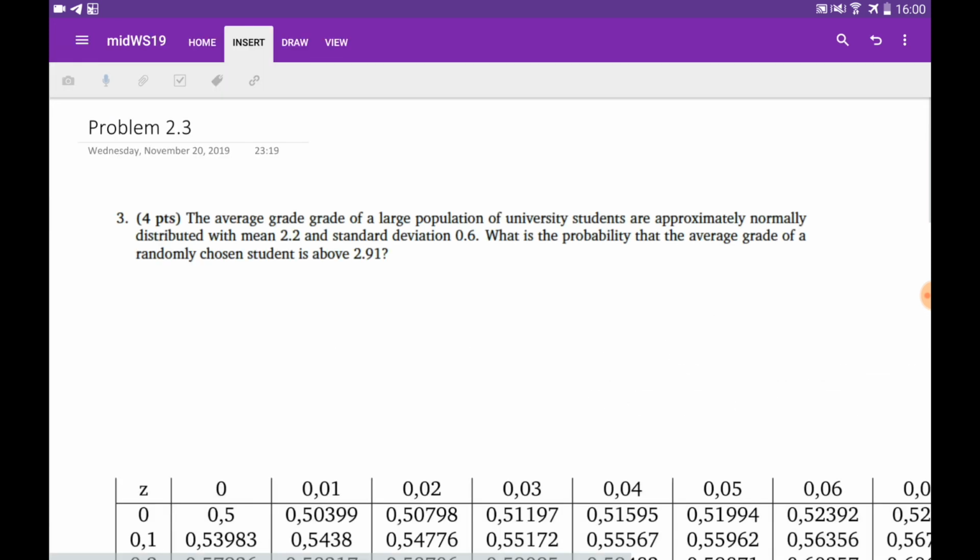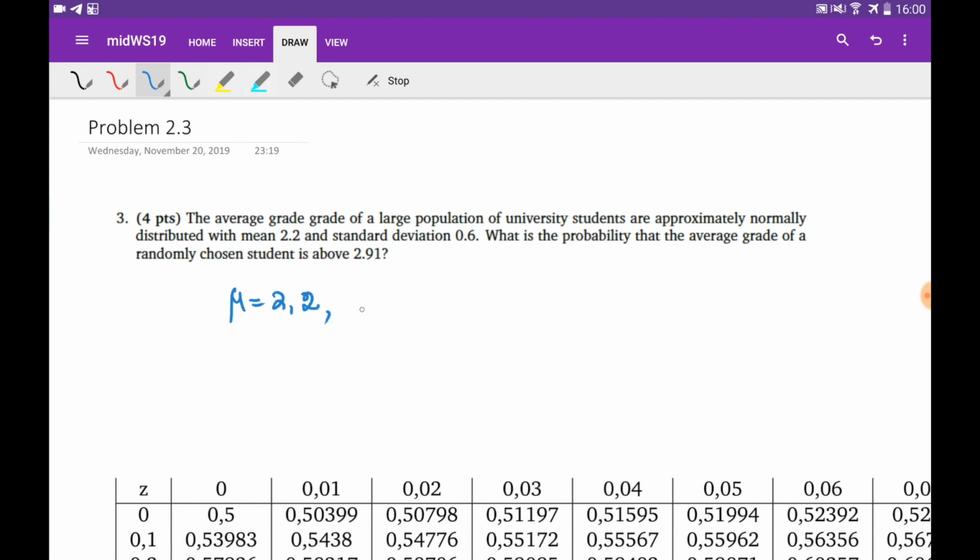Problem number 3, it's about the normal distribution. So we are given some data. The average grade of a large population of university students follows the normal distribution with the mean 2.2, with the standard deviation 0.6. So what we are going to do is, if you choose one of the students' grades, what is the probability that this grade is going to be more than 2.91? So basically, if you choose one of the students' grades, it is going to be a random value, right?